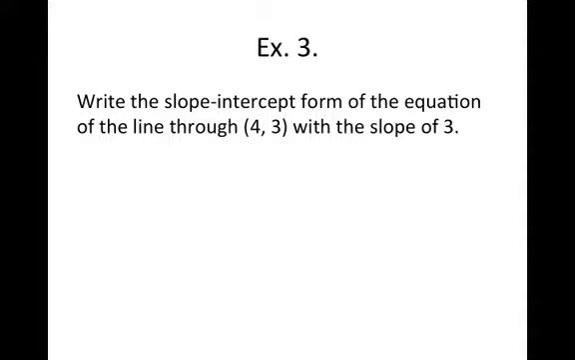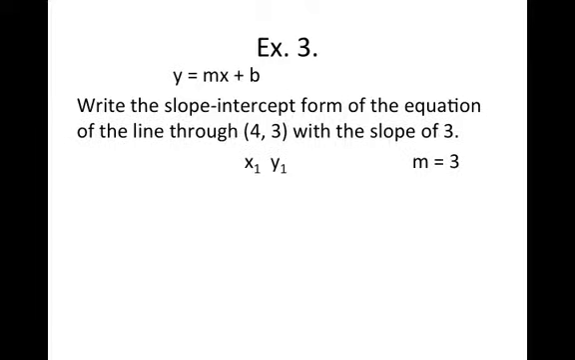Example 3, we want to write the slope-intercept form of the equation of the line through (4, 3) with a slope of 3. So let's analyze this. When it says write the slope-intercept form, that means we want to end up in y equals mx plus b form. And let's think about what we're given. We're given a specific point, so we're given a value x1, y1, and we're given the slope m equals 3.